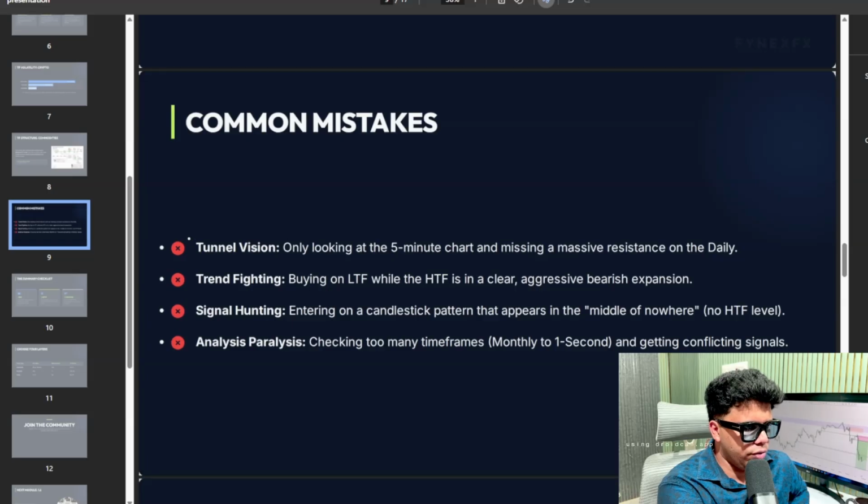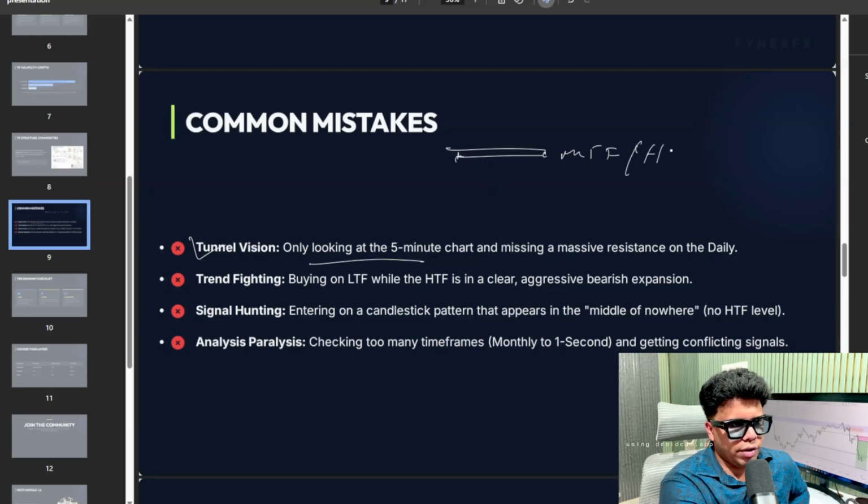See, there are many mistakes people are making in these time frames that we can understand here. The first one is tunnel vision. Only looking at the 5 minute time frame and missing a massive resistance on the daily time frame, which means if there are any reversal key zones appearing in the medium time frame or the higher time frame, some people are not going to switch to the medium or higher time frame. They only do the analysis in the lower time frame, and they're going to take the entry from here.